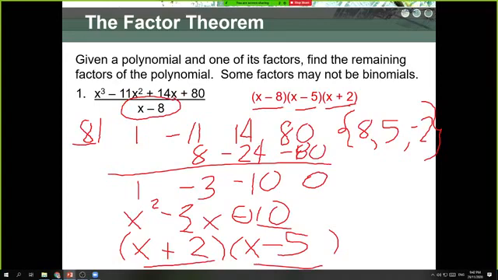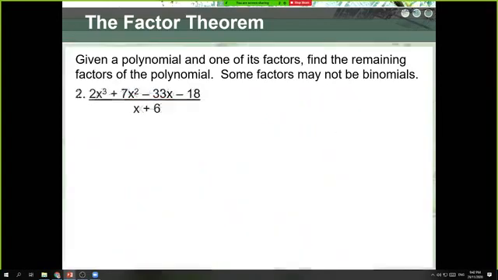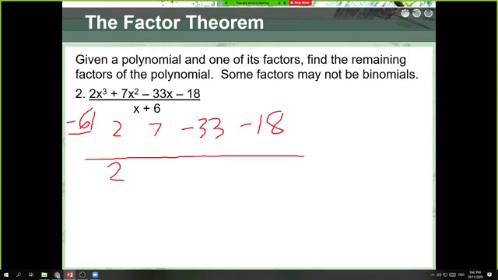Now, let's have another example. Okay, what if you're having this one? Let's do synthetic again. So we have negative 6 there, and we have 2, 7, negative 33, negative 18. So doing synthetic, bring down 2, multiply negative 6 and 2, that's negative 12. Combining them, you'll have negative 5. You'll have positive 30, negative 3 there, and you have positive 18 at 0.